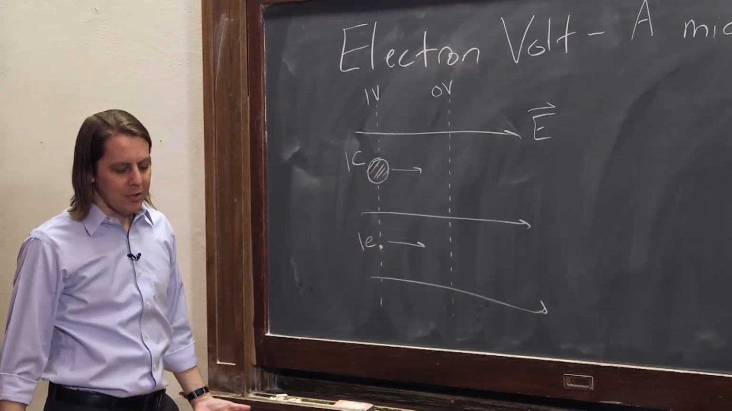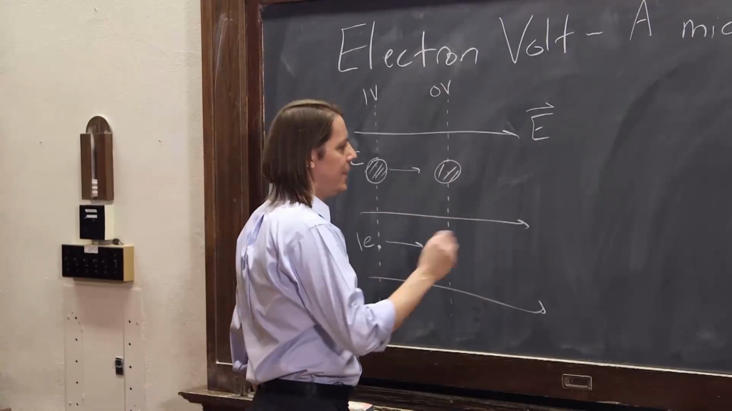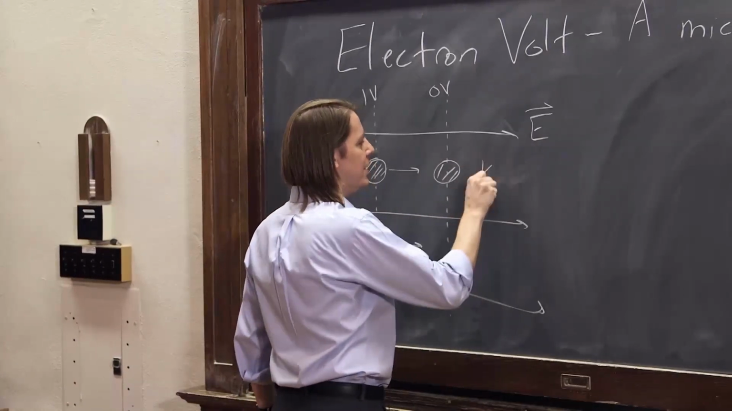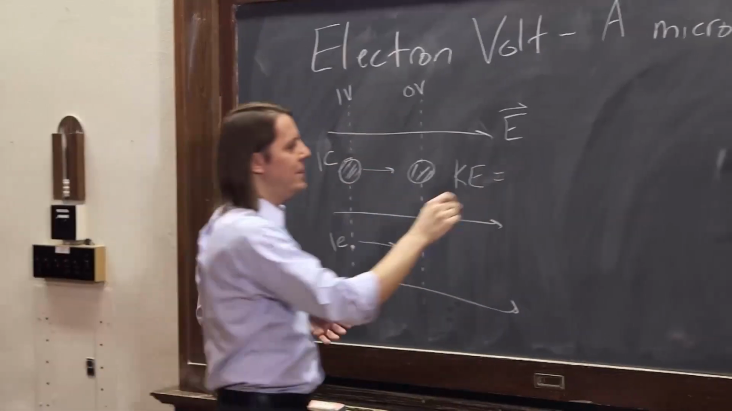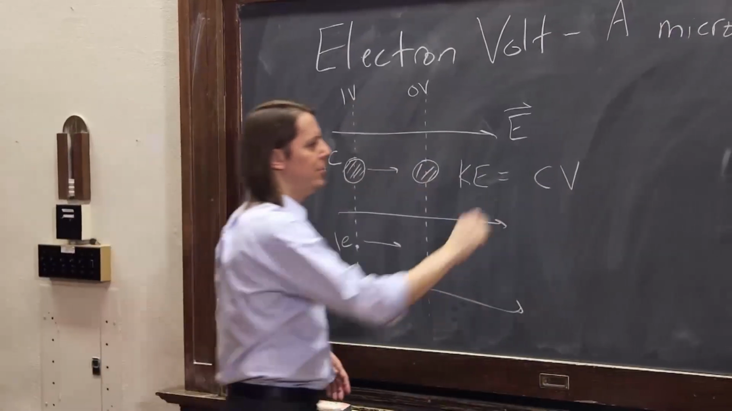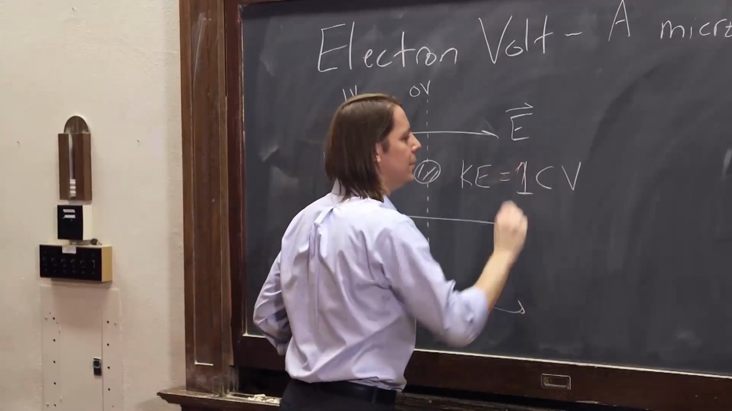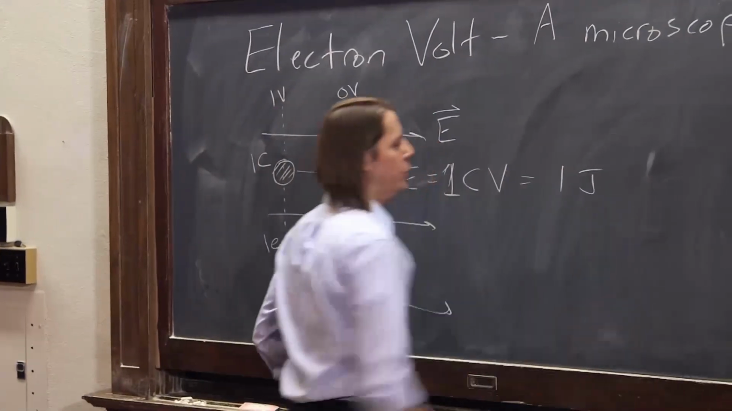So we know how to calculate the energy when they get to here. The energy they pick up would be the kinetic energy. It would just be the charge times the potential difference. It would be a coulomb times a volt. It would be 1 coulomb volt, which is what a joule is. That's equal to a joule.